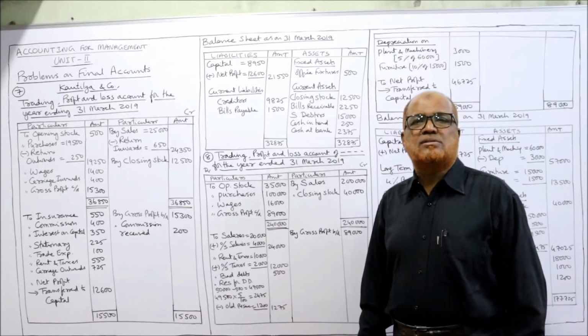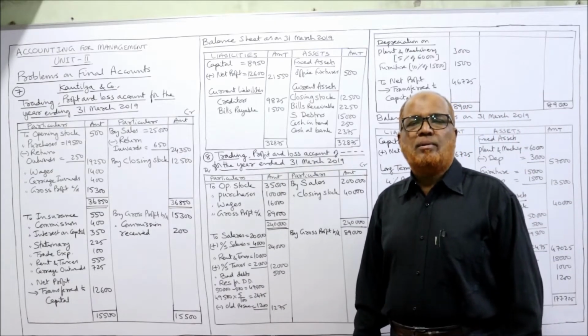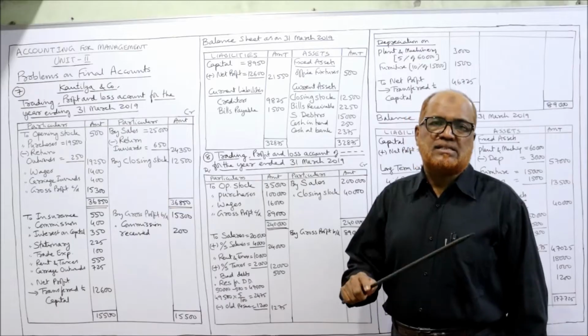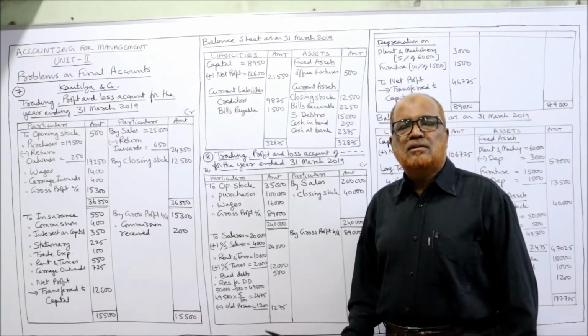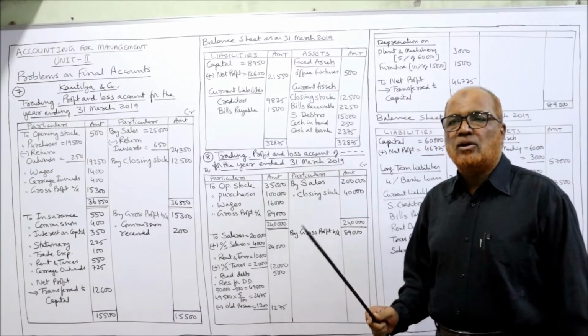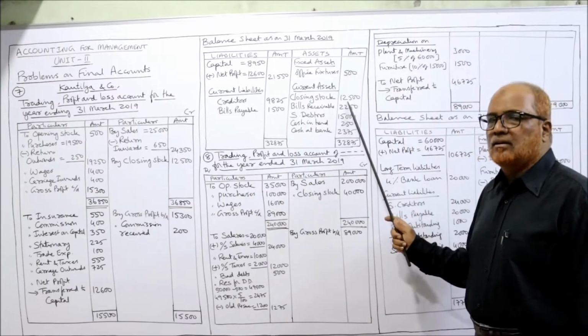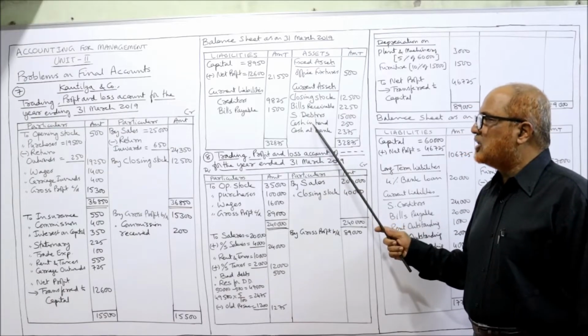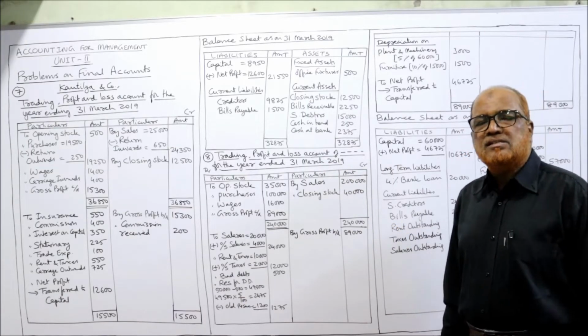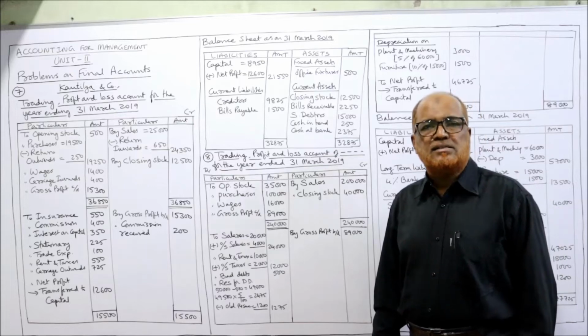Remember the items. The only thing you have to remember is which items are to be taken on the asset side, and which items are to be taken on the liability side. So always in current assets, we will take the closing stock, 12,500. Then we are given the bills receivable, sundry debtors, cash in hand, cash in bank. These are the items that will be taken in current assets.